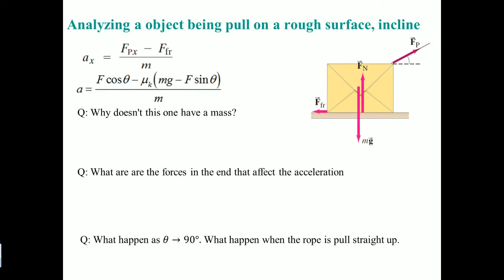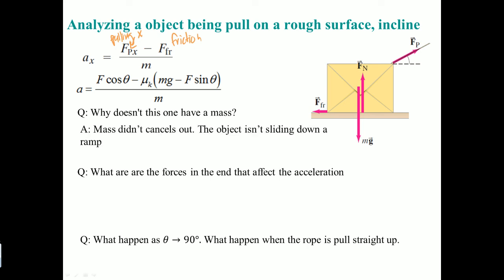Now we're going to analyze this object being put on a rough surface. In this case, you will see that the acceleration in the x direction can be thought about like this. This is the pulling in the x direction. Then this is the friction force divided by the mass. Breaking it down into its math parts, it looks like that. So why does this one actually have mass, and the other one doesn't? Mass didn't cancel out. This object isn't sliding down the ramp.